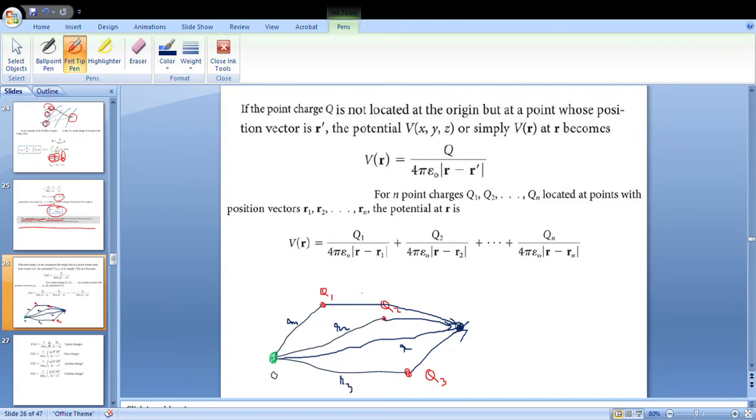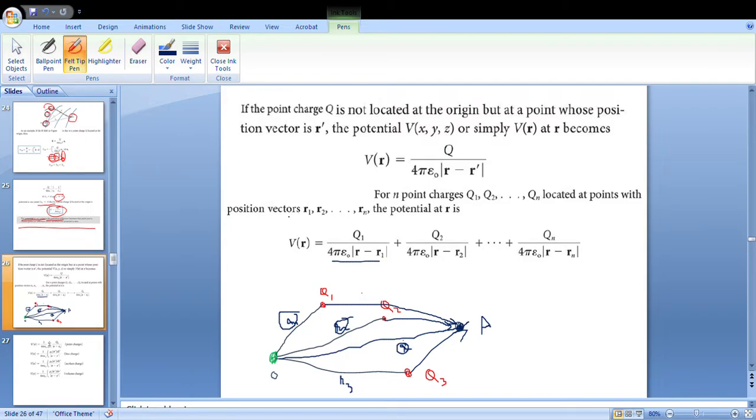So the distance between q1 and this point A where we have to calculate the potential: here you can see that this is the r1 position vector of q1 and the position vector of A is r. So final minus initial will be r minus r1, right? That is what is written here. Similarly for q2 it will be r minus r2, and similarly for q3 it will be r minus r3, final minus initial, right?